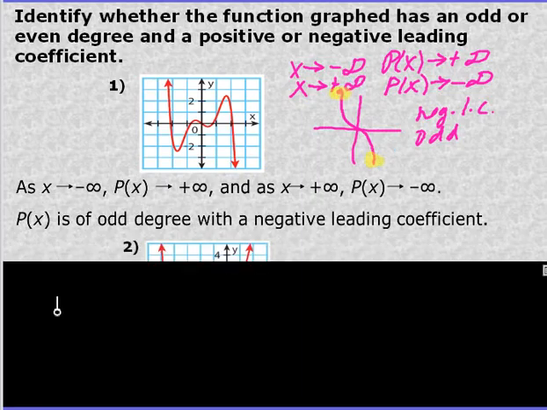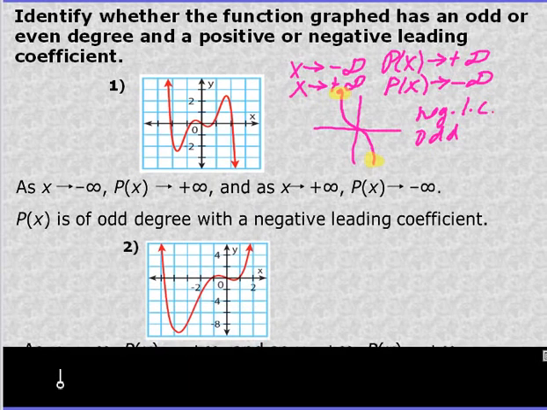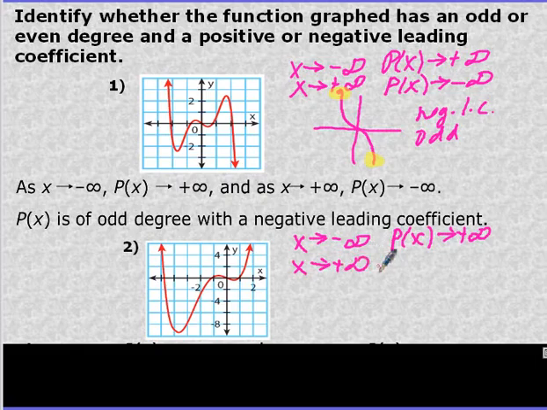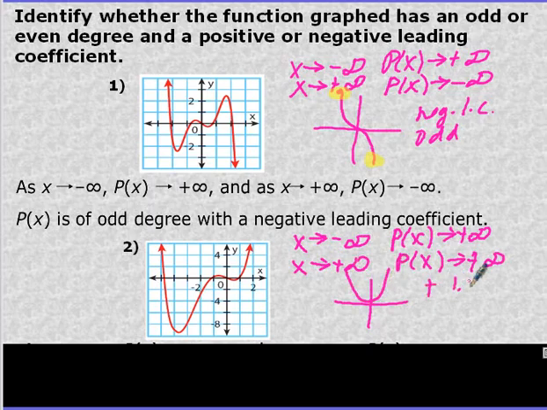So here we have, as x goes to negative infinity, p of x goes to positive infinity, and as x goes to positive infinity, p of x goes to positive infinity. So which of the 4 graphs would model that? The only one that models that kind of behavior is this one, which means we have a positive leading coefficient and the degree is even. Okay, so here's the answer.